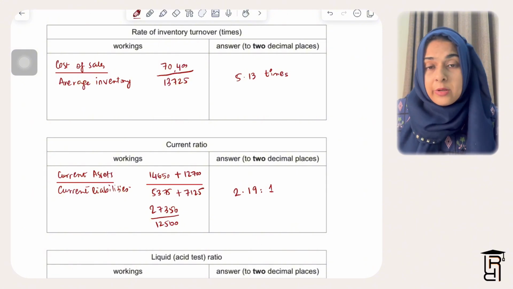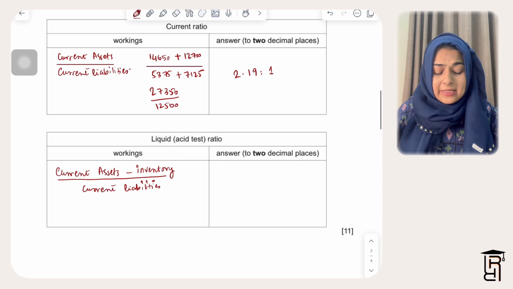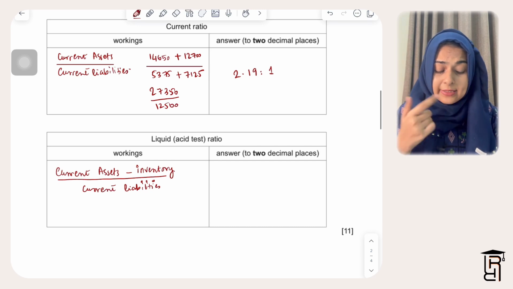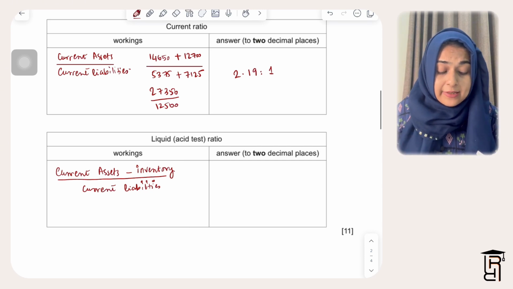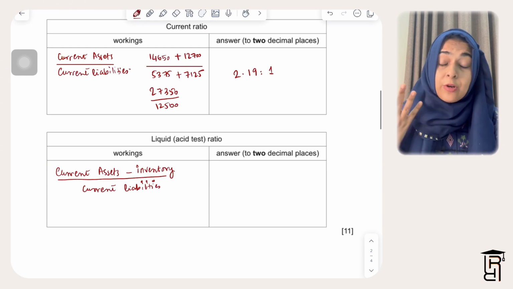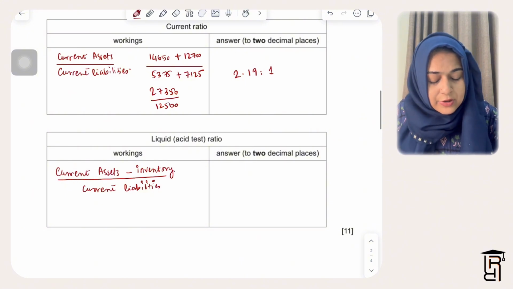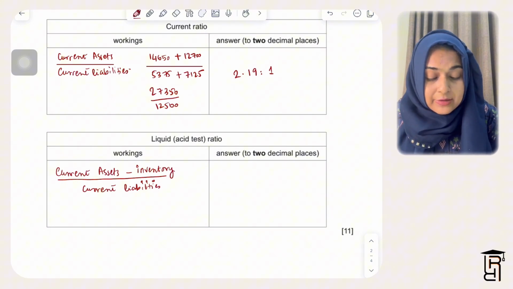So we have 2.19 of current assets to pay off $1 of current liabilities. In the next part, it is the liquid asset test ratio. The formula is simply current assets minus inventory divided by current liabilities. This formula basically tells you how many liquid assets I have to pay off my current liabilities. In this case, we just have one liquid asset, that is our trade receivable.